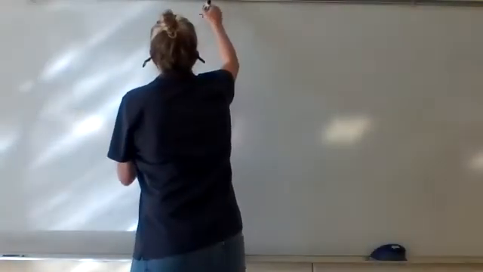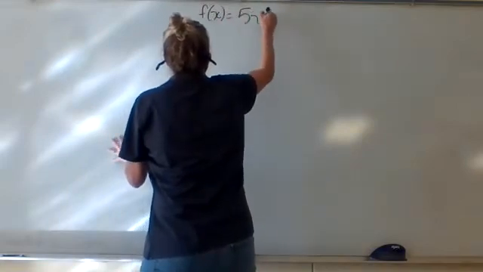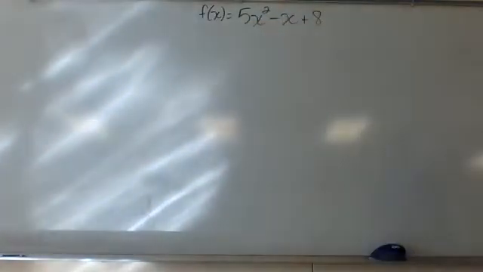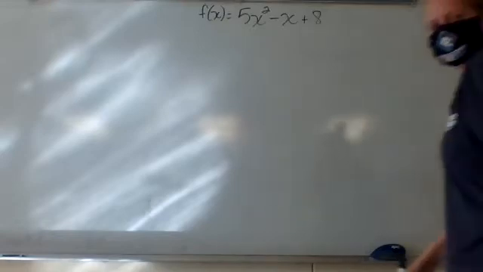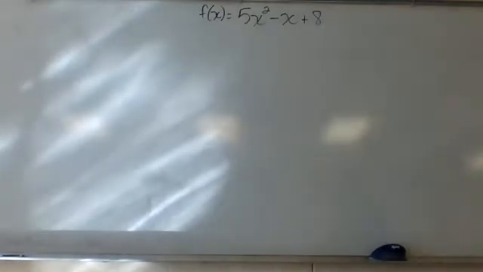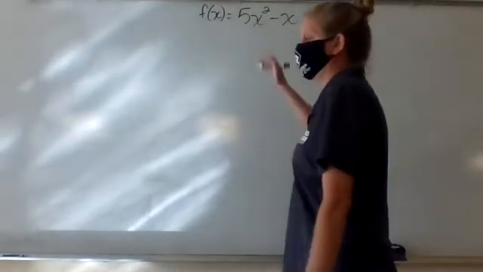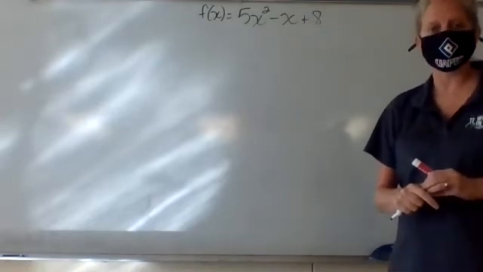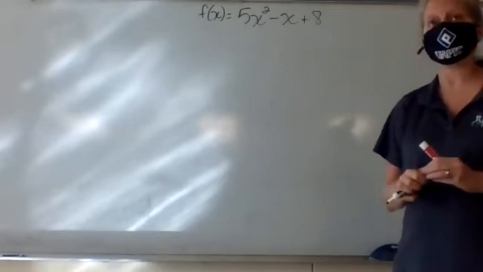Number 6. Another find the zeros of the function f of x equals 5x squared minus x plus 8. Again, this saves you a lot of time if you have the quad program. If not, you'll notice that if you did try to factor this, factoring is not an option because it's just not factorable. These are the ones where we did the quad formula.